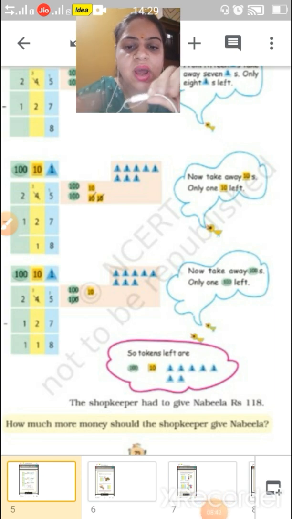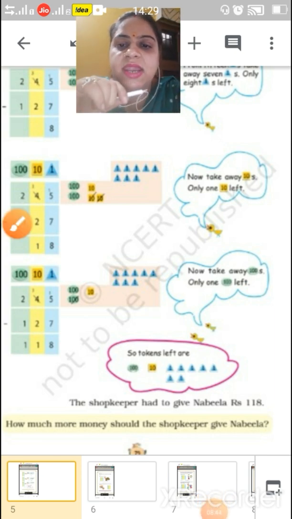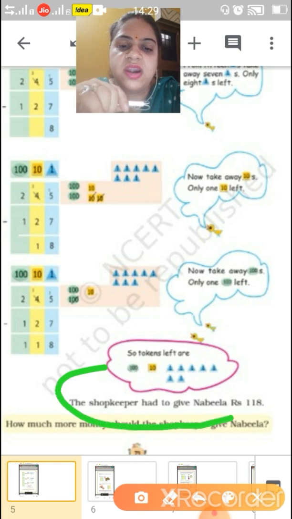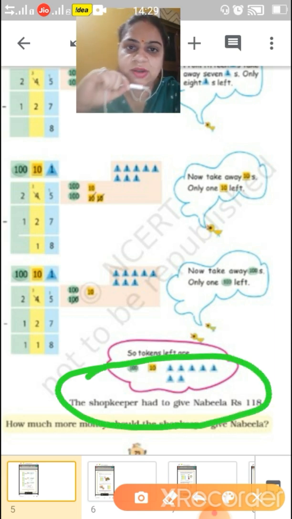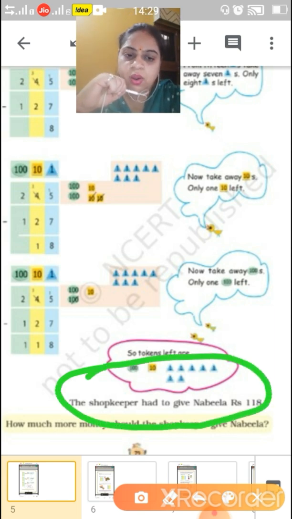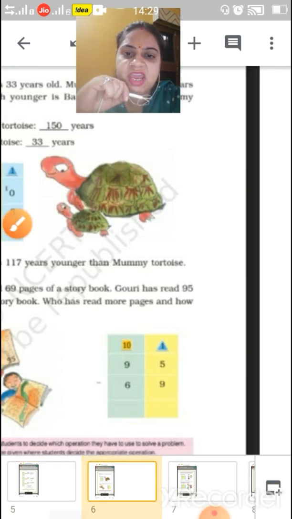So our answer is 118. Understood? I hope it is clear to you, children. Okay, now come to next page.